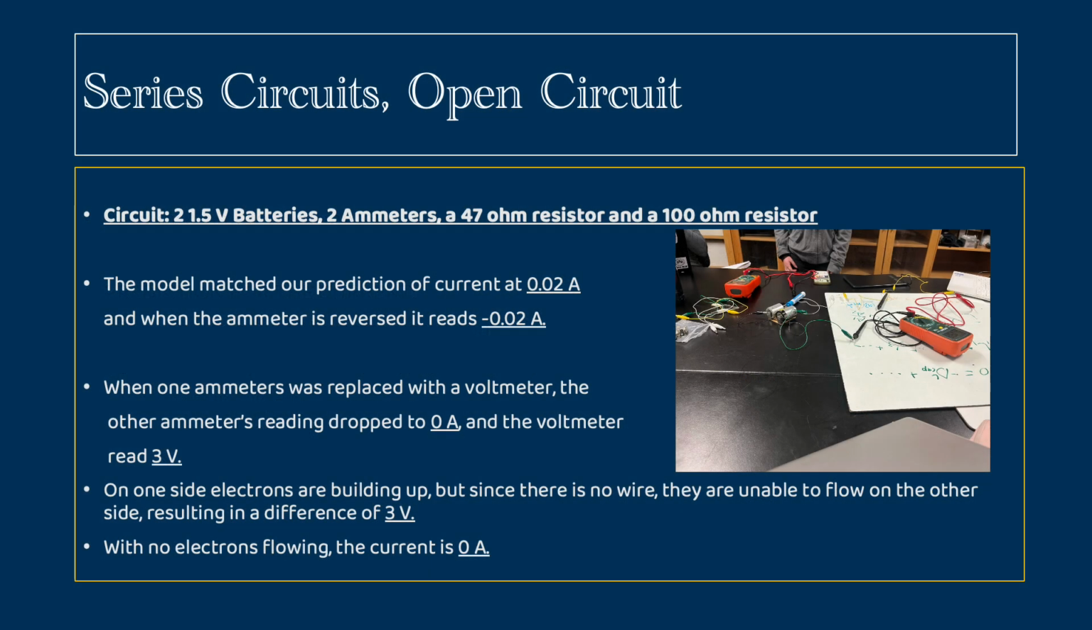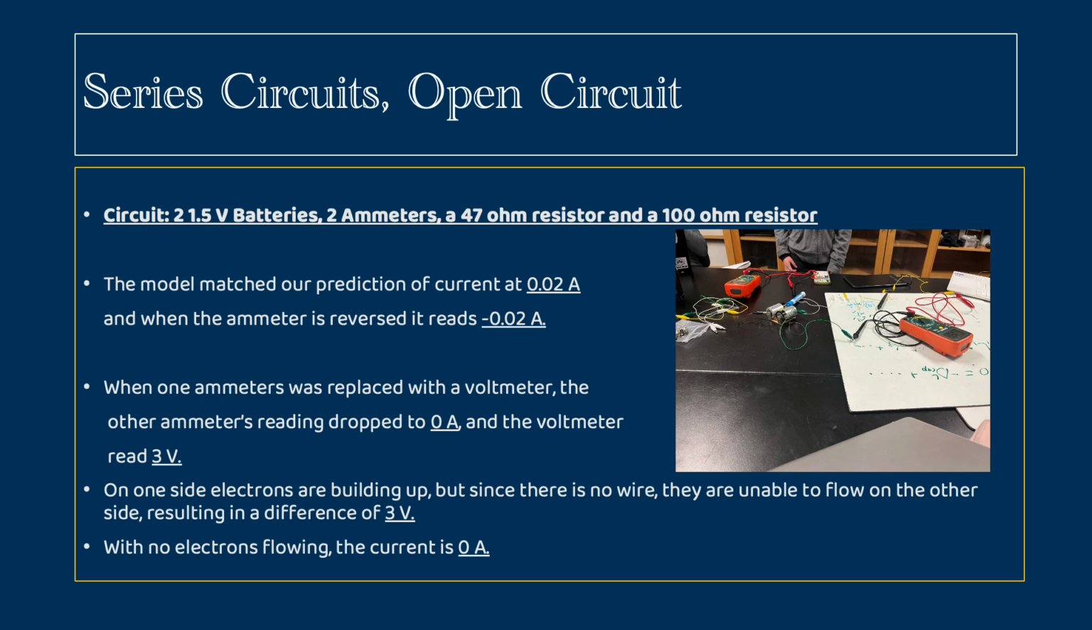And so the setup for our circuit, which is in series, is two 1.5 volt batteries, two ammeters, a 47 ohm resistor, and a 100 ohm resistor. And basically what happened was the model matched our prediction of the current, which is 0.02 amperes. And when it was reversed, it was negative 0.02 amperes.